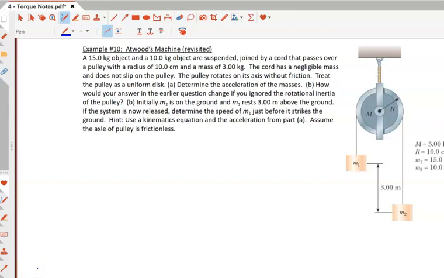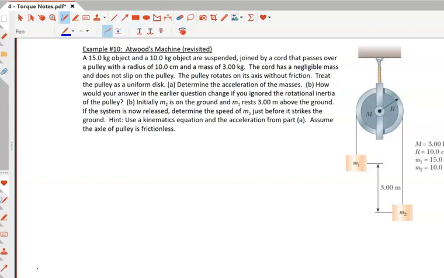All right, this is example 10, the Atwood's machine, but we're revisiting it now. Before, when we did this problem, we assumed that the rotational inertia of the pulley was 0, so it was basically a massless pulley, and therefore we didn't consider that. So in this problem, we're now considering the fact that the pulley does have some rotational inertia in the system, so we have to also consider that. So it's a lot more complex than the way we solved it earlier.